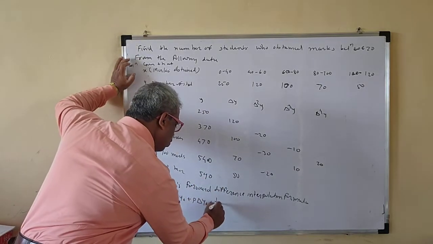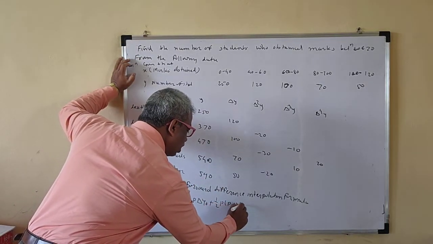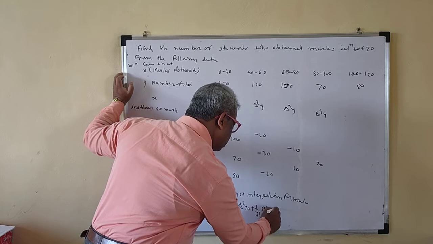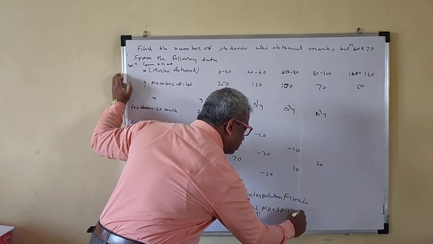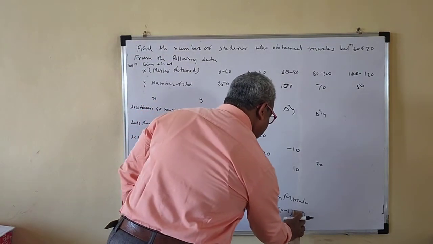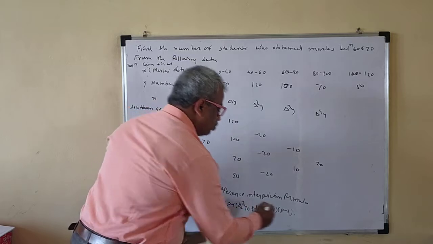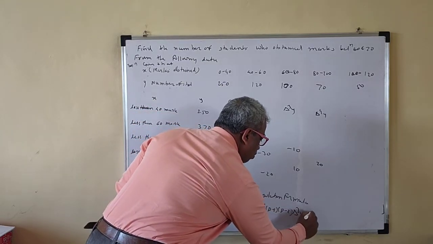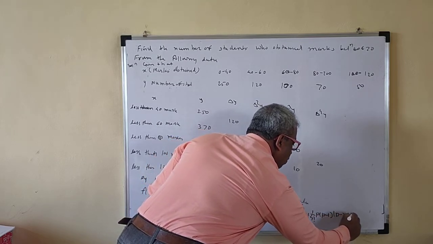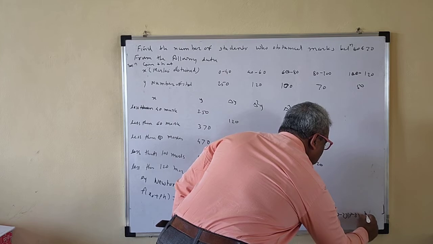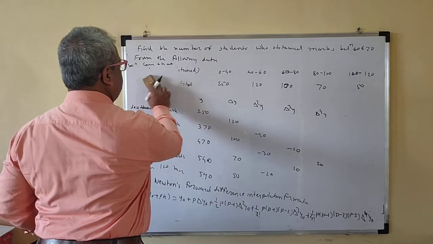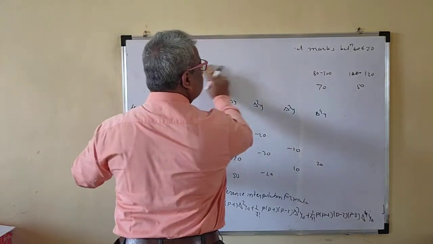Okay, so plus 1 upon 2 factorial p into p minus 1 del square y naught, plus 1 upon 3 factorial p into p minus 1 into p minus 2, not p minus 3, p minus 2 only, because there are only 3 factors, del cube y naught, plus 1 upon 4 factorial p into p minus 1 into p minus 2 into p minus 3 del to the power 4 y naught. Okay, so I will erase this.